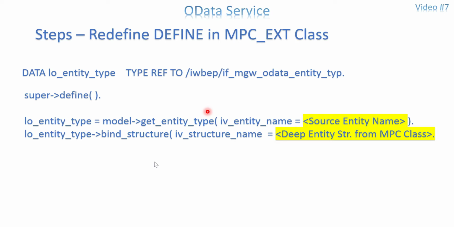Clear? So we have to redefine the method called define. And here we are going to redefine a method named create deep entity in the DPC extension class. If we are going to send the data as a deep entity, we use the method called get expanded entity set. But here it's a post method. We are going to create some entries in a backend system. So we are going to use a method called create deep entity in the DPC extension class. You have to redefine it.